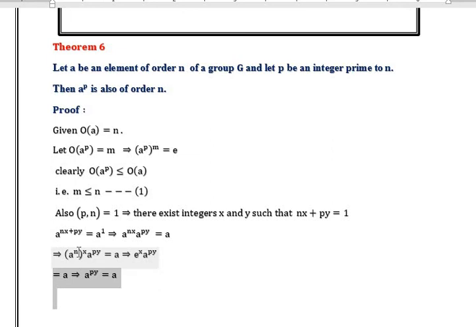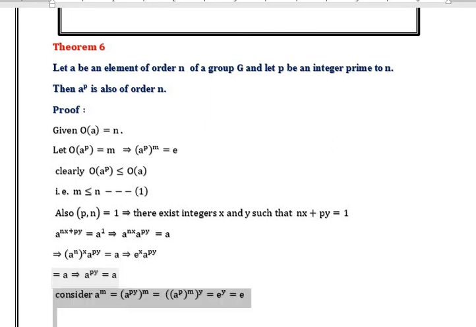Because a^n is equal to e, so (a^n)^x is written as e^x. e^x into a^(py) is a. Consider a^m is equal to (a^(py))^m, because we got here a^(py) as a, so replace a by a^(py). Rearranging the powers we get ((a^p)^m)^y. (a^p)^m is e, so we get e^y. e^y is nothing but e.